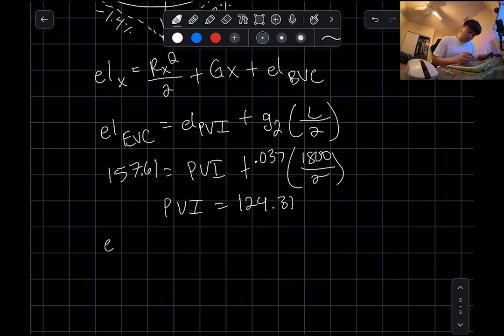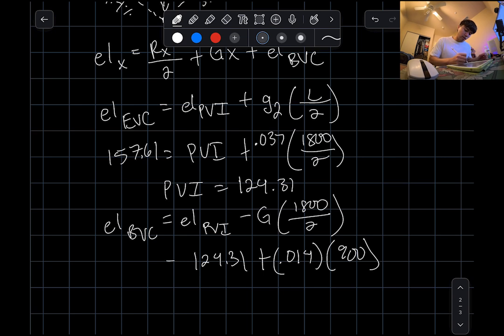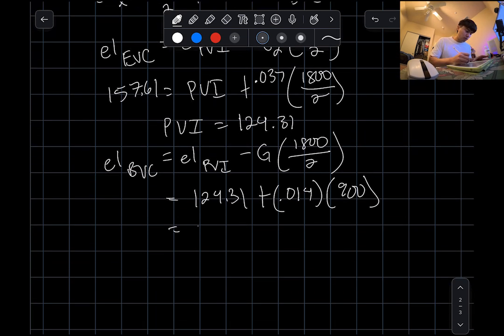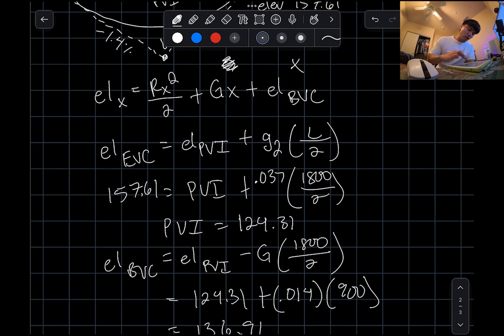Now that we have PVI, we're able to get BVC. So elevation BVC equals elevation PVI minus G times 1800 over 2. We know 124.31, and you're going to add 0.014, which is grade 1, times 900, and you're going to get 136.91. So now we have elevation BVC, and we don't have R.